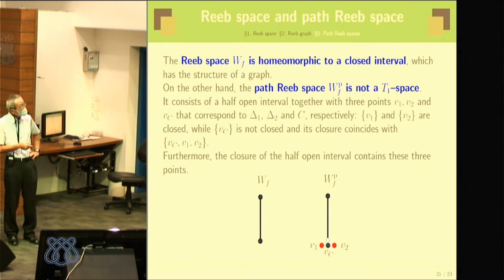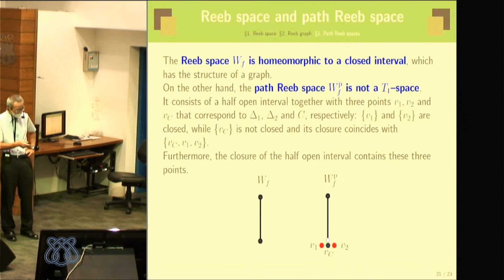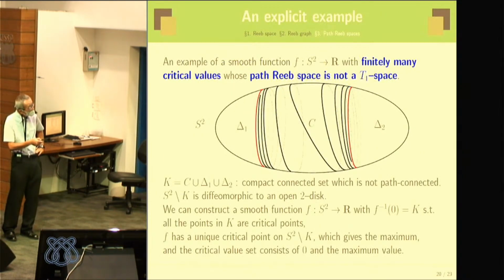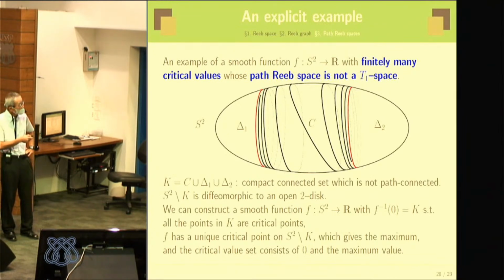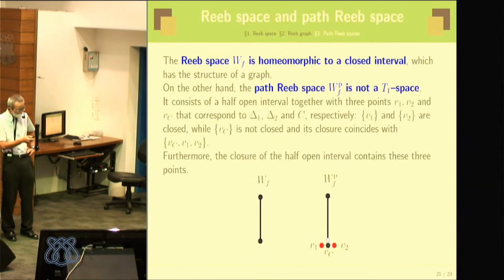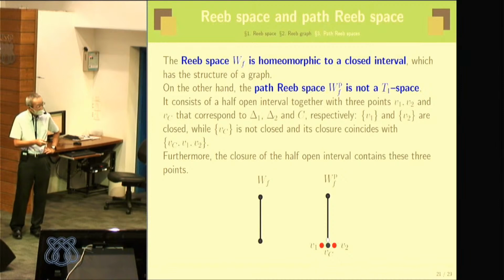However, if you consider the path Reeb space, path connected component is different from the usual connected component. So here you have 3 path components for just one connected component like this. So this means that you have 3 points here. But as this space is not T1, you cannot embed it into R2. So it's very difficult to draw the picture. But anyway, it's something like this.